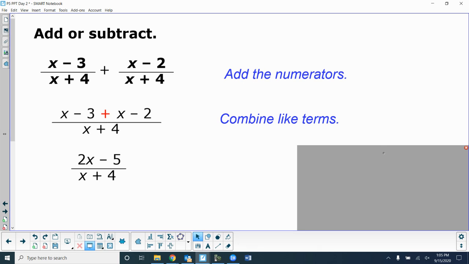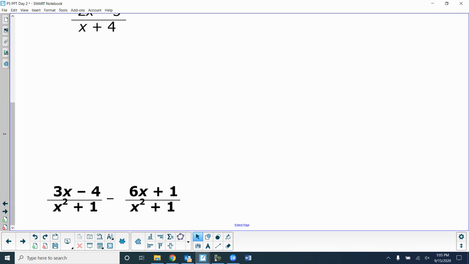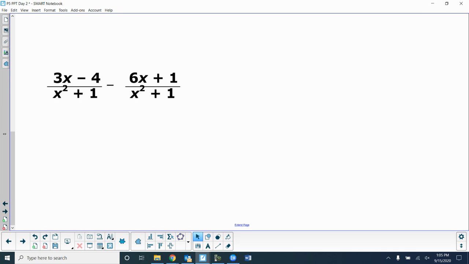So those are easy if you already have a common denominator. All right? What about this one? What's my numerator? What's 3x minus 6x? Negative 3x. What's negative 4 minus 1? Minus 5.